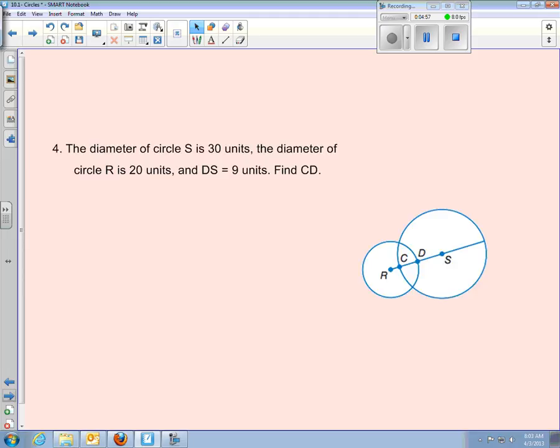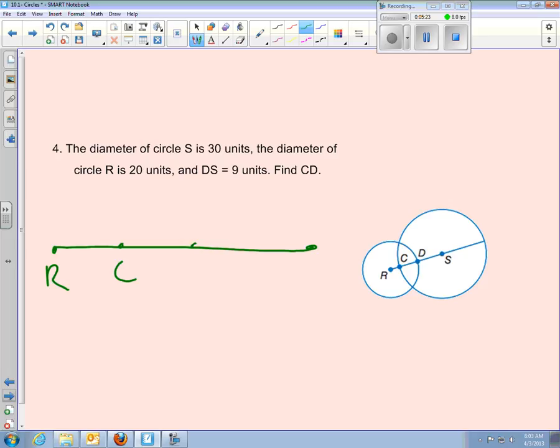All right, if the diameter of circle S is 30, the radius is 15, and the diameter of circle R is 20, so the radius is 10 then, and DS equals 9. Find CD. Okay, I like to draw these out in a bigger line so I can see them more. So we have R, and we have C, D, and S.